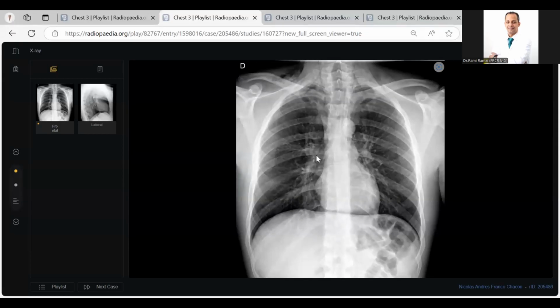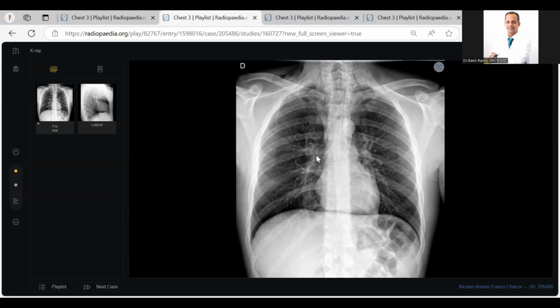40 years old male patient with severe dyspnea. X-ray chest frontal projection of 40-year-old male patient with acute dyspnea.